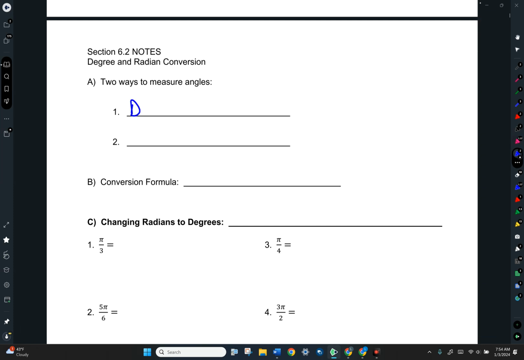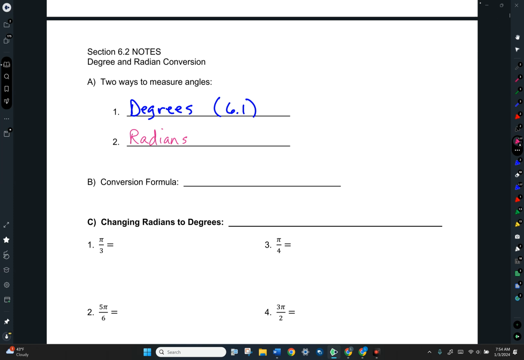So degrees is one way, and that's what we did in 6.1. But another way to measure angles is to use radians. Okay, to use radians. All right, that N doesn't really look like an N, does it? Radians.